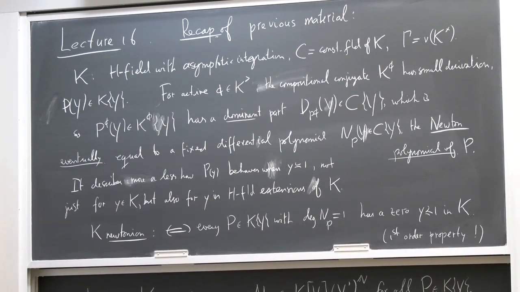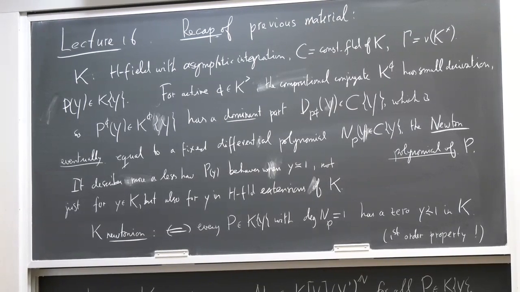And then we consider a differential polynomial capital P in the indeterminate Y. For a positive active element phi of K, we change the derivation of K by multiplying by 1 over phi in front. And that gives you K superscript phi. So it's the same underlying field, but with a different derivation in general.